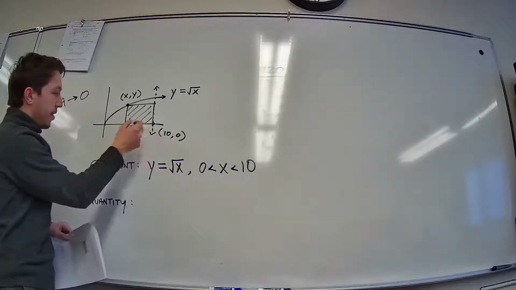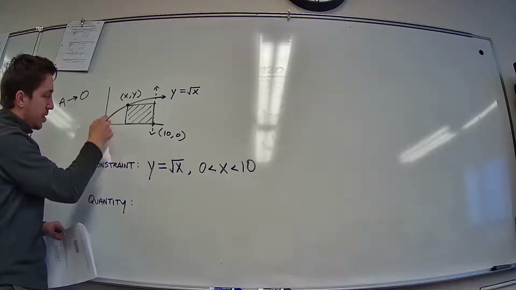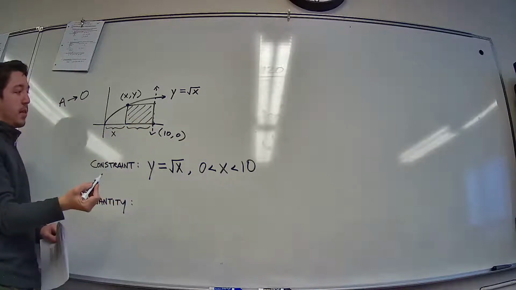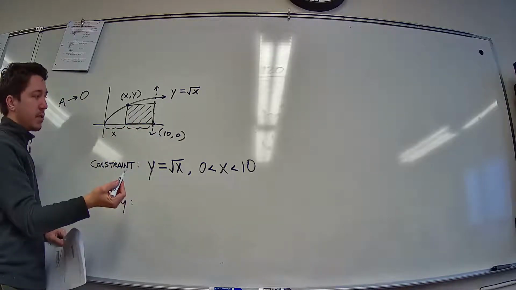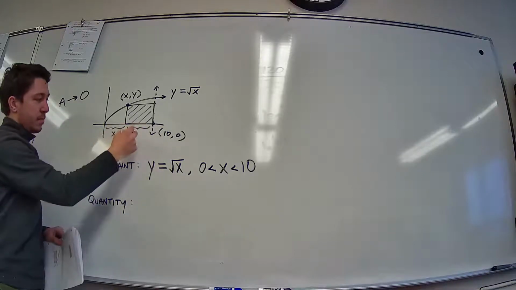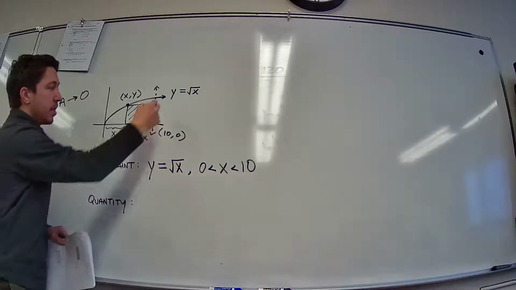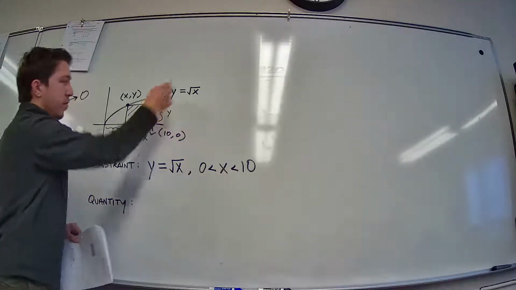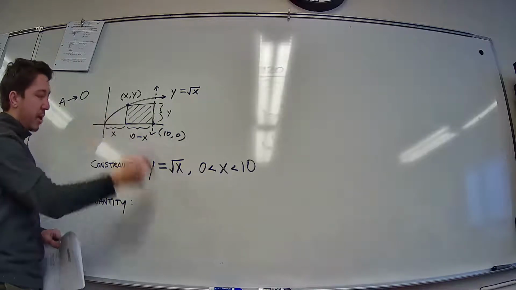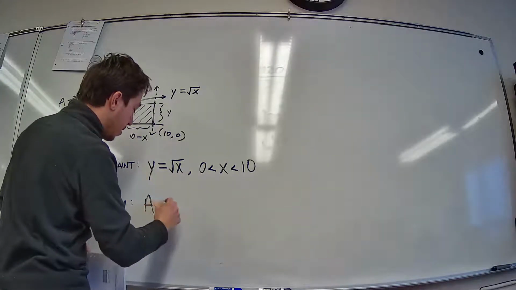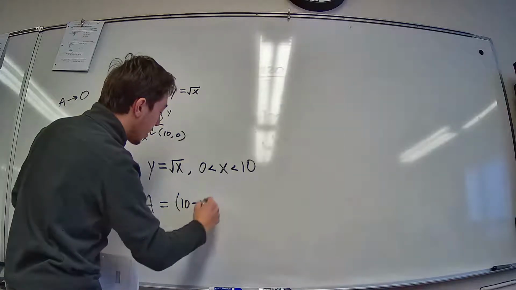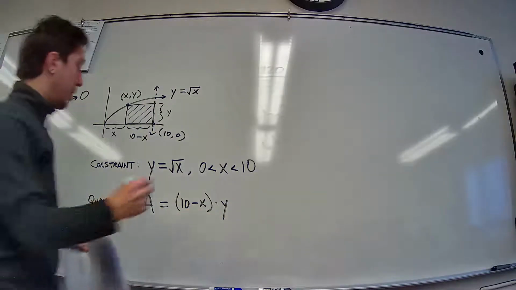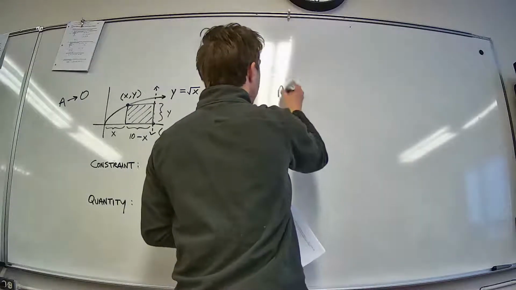Then, the area of this, so this distance right here is x. So what's the base of the shape? 10 minus x. And what's the height? y. The y value, which of course is the square root. So you can sometimes just jump straight to the area is 10 minus x multiplied by y, but a quick substitution will get us the thing we're concerned with.